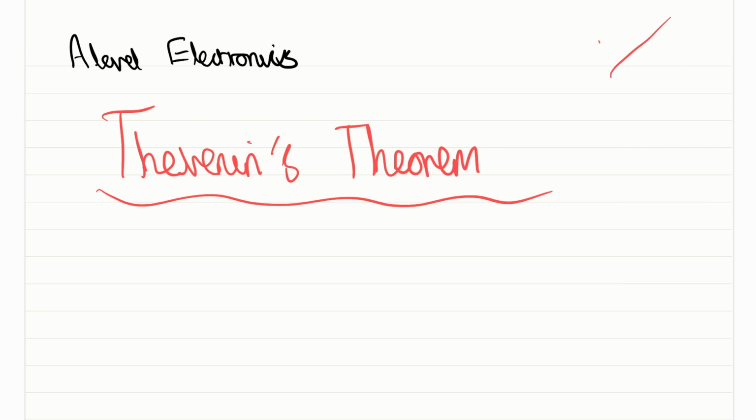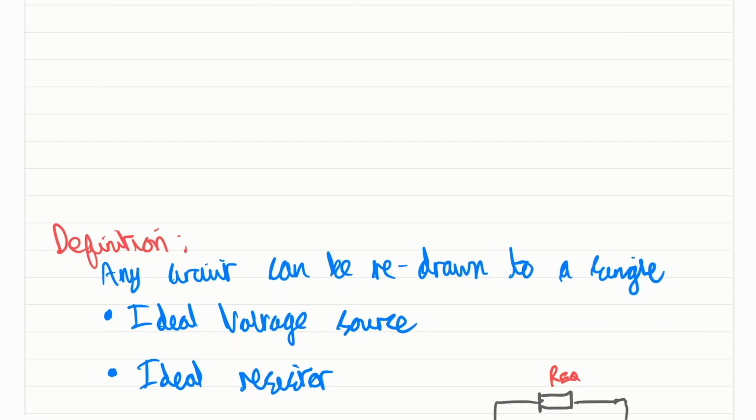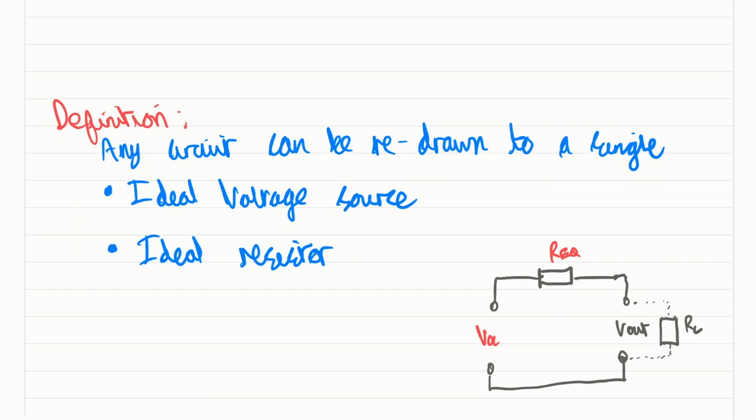Hello everybody, today we'll be revising Thevenin's theorem. By definition, any combination of power supplies and linear components can be replaced by a single ideal voltage source and a single ideal resistor. Thevenin's theorem is used to simplify more complicated circuits. The end result is a circuit like this.